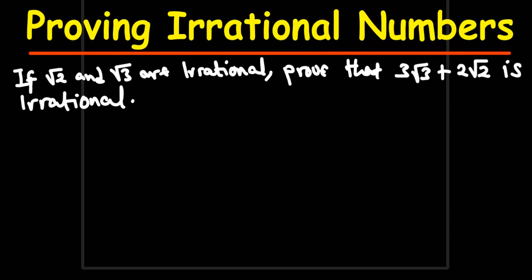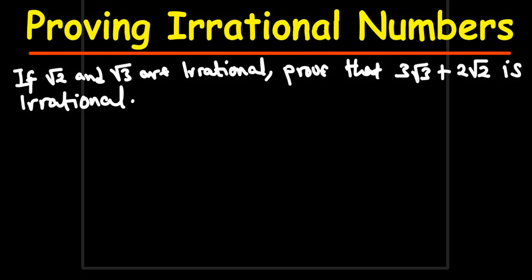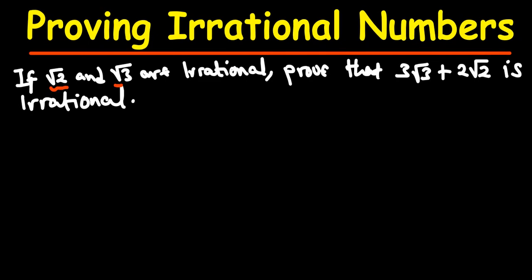In this video, we are going to prove that a given expression is irrational. The question reads: if root 2 and root 3 are irrational, prove that 3 root 3 plus 2 root 2 is irrational. So we are going to prove this by contradiction.